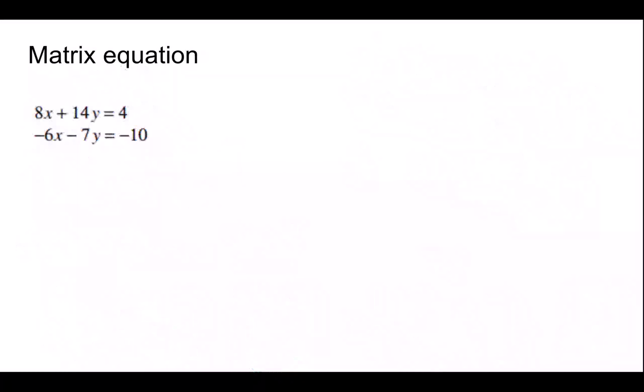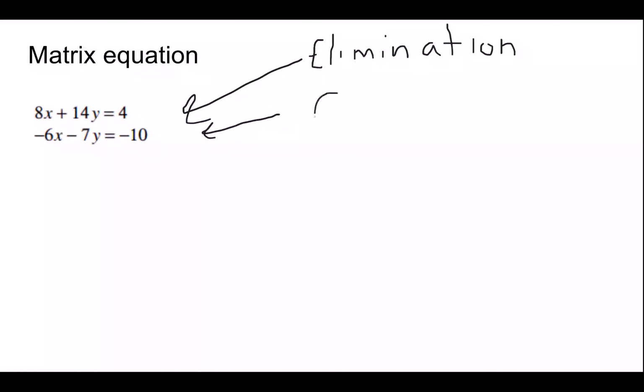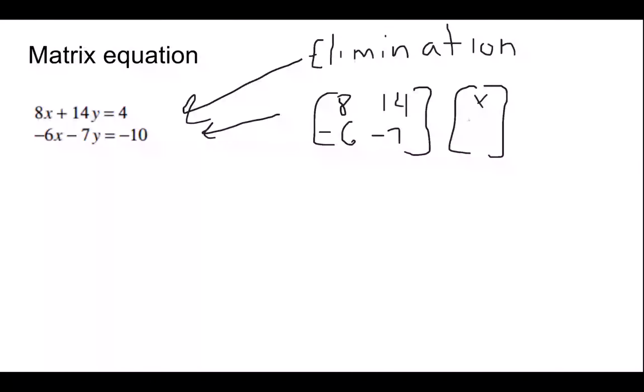Let's do a second example. If you remember in the past, we could solve these things by elimination. But now that we know how matrices work, we could also solve them with matrix equations. So this thing could also be this matrix: 8, 14, negative 6, negative 7, times x, y, equals 4 over negative 10.